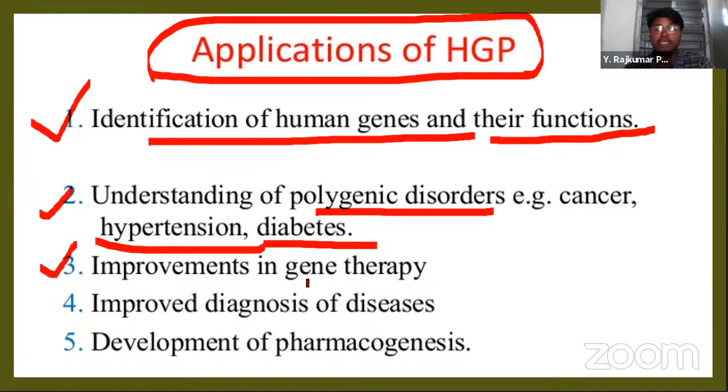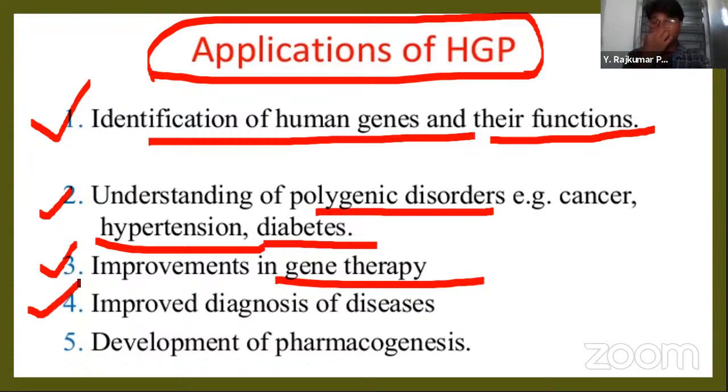Next, improvements in gene therapy. Alteration in the genes of a human to cure a particular disorder is called gene therapy. Gene therapy is the most booming medical industry nowadays, and for research in gene therapy, we must know what the functions of particular genes are. If we know about the genes, then we can do some therapy on them. That's why improvements in gene therapy are possible only through the Human Genome Project.